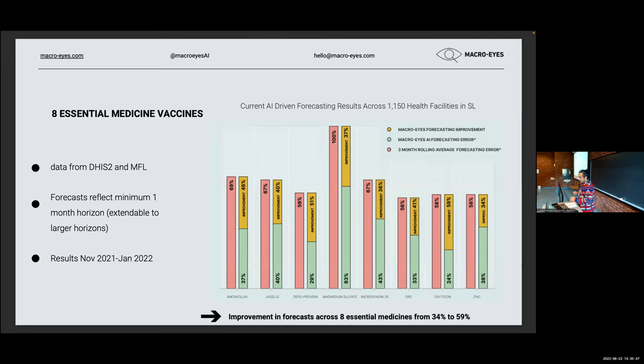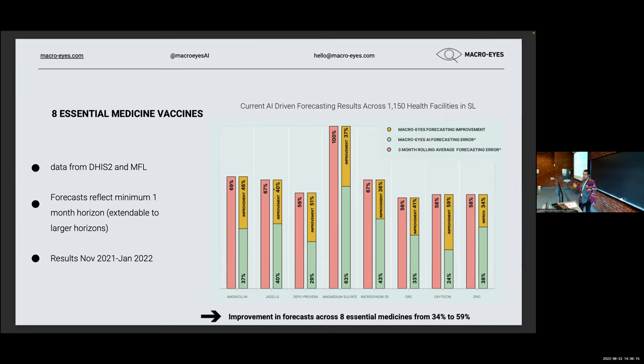Going to the results, I want to show you. So what we did for validation is that we kept the last 3 months of the data from DHIS2 as a test set. So we put it aside, and then we trained our model on the rest of the data. And then we asked, so first we look at the baseline. The baseline, as I explained, was this 3 months rolling average. And we asked, what is the error if we use this 3 months rolling average?